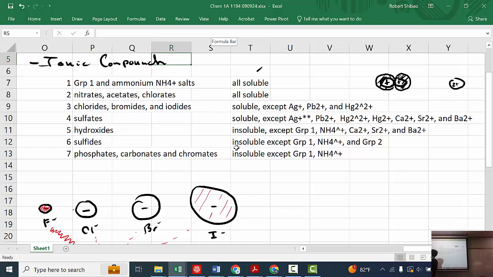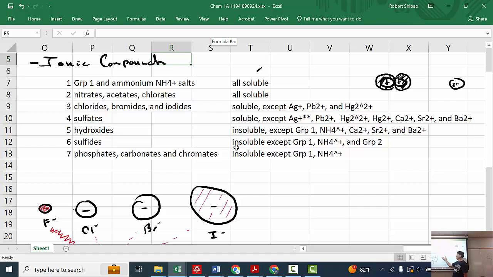However, when we get to sulfides, those are getting smaller with higher charge. And then look at these. Phosphate, what's the charge on phosphate? 3 minus. Carbonate, 2 minus. Chromates, 2 minus. These are high charge and small. These high charge and small ions are fairly reactive, and therefore they're going to form stable precipitates or stable solids. Fairly reactive means reactive with the cations to form a precipitate.